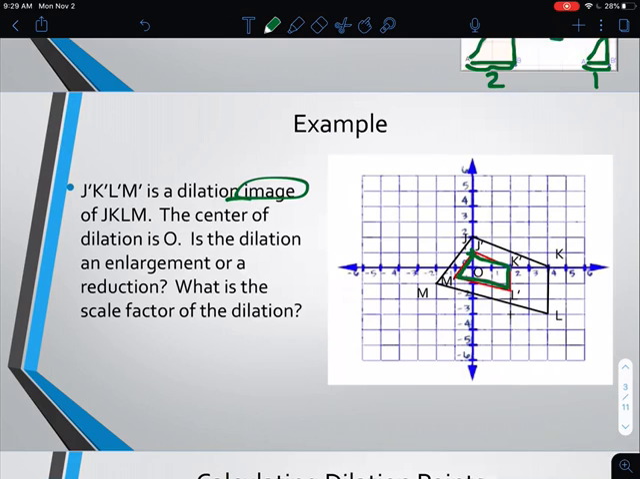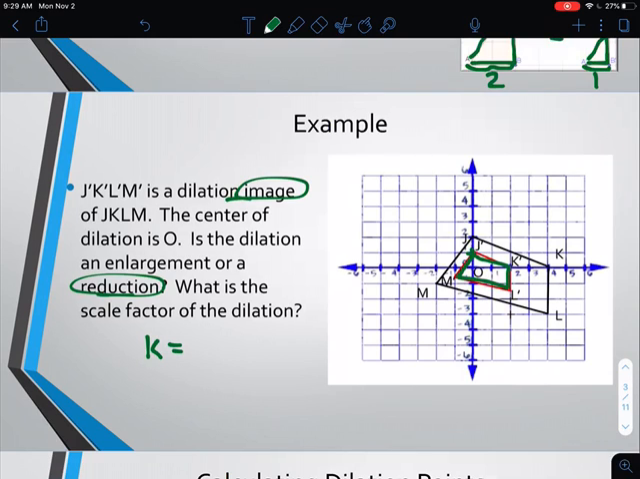The center of dilation is at O, so at the origin. It asks whether the dilation is an enlargement or a reduction. Now that part should be pretty straightforward. Look to see, did it get bigger or did it get smaller? My object that I highlighted is smaller than the original, so that's a reduction. So that's the first part of the answer. Now the second part says, what's the scale factor?